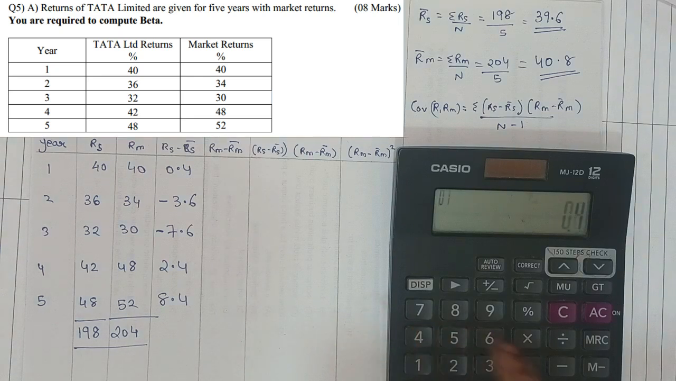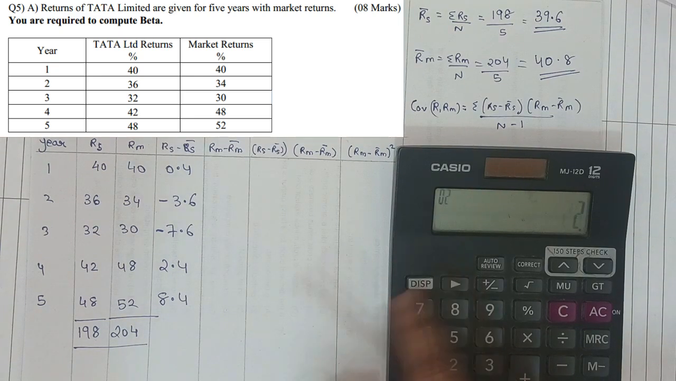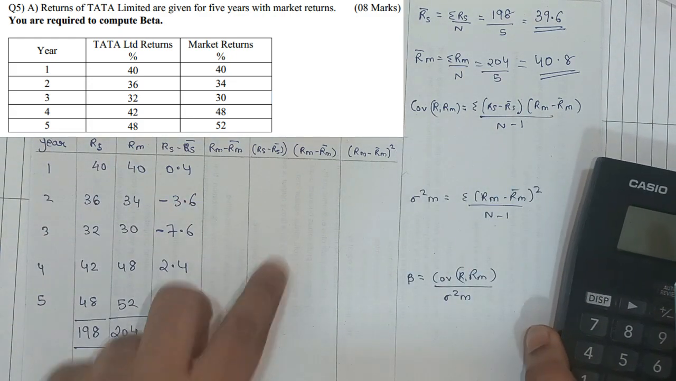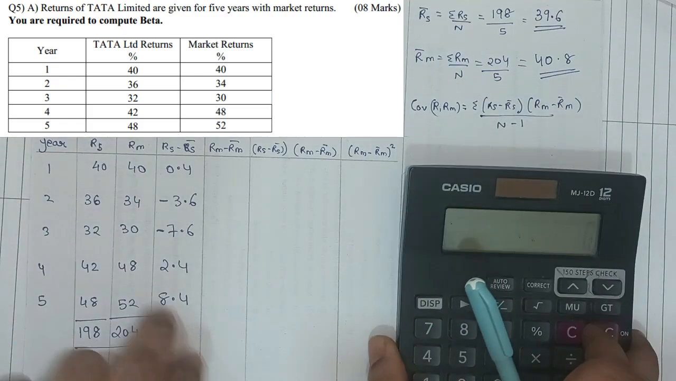We add up 0.4 plus 2. First I'm adding up all the positive values. Okay, wait. I don't require any of the total. I only need the last two columns' total, so we keep it as it is.